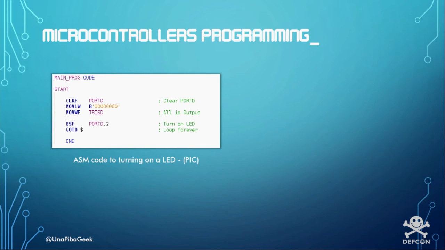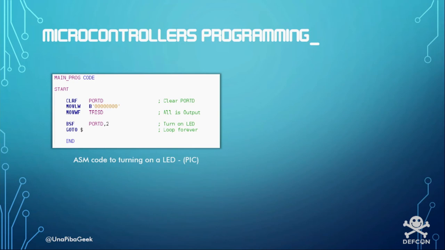And similar to the world of microprocessors, every microcontroller manufacturer has their own assembly instruction set for the CPU of their devices. This is an example to turn on a LED in a PIC microcontroller. I love programming them in assembly, but you can use both assembly or C.